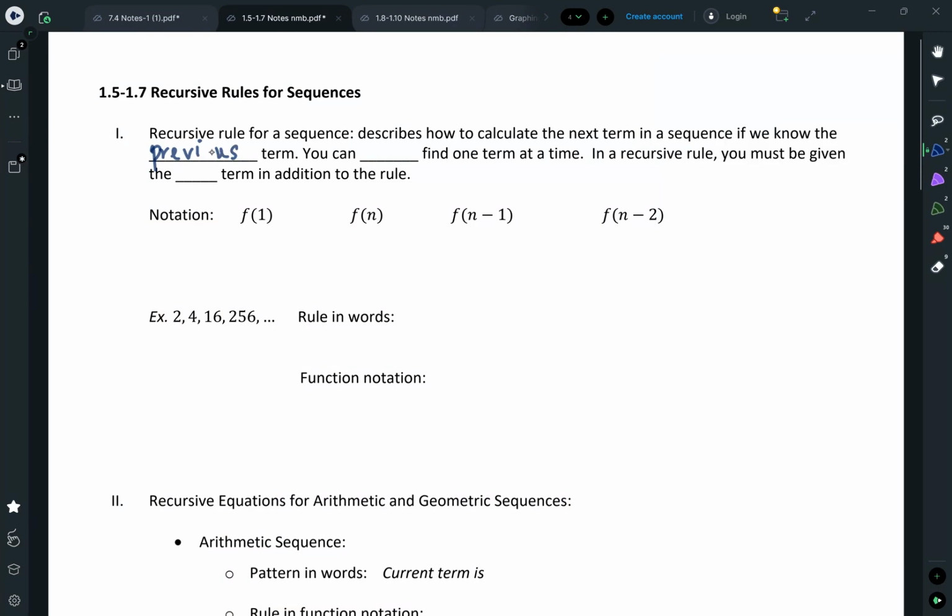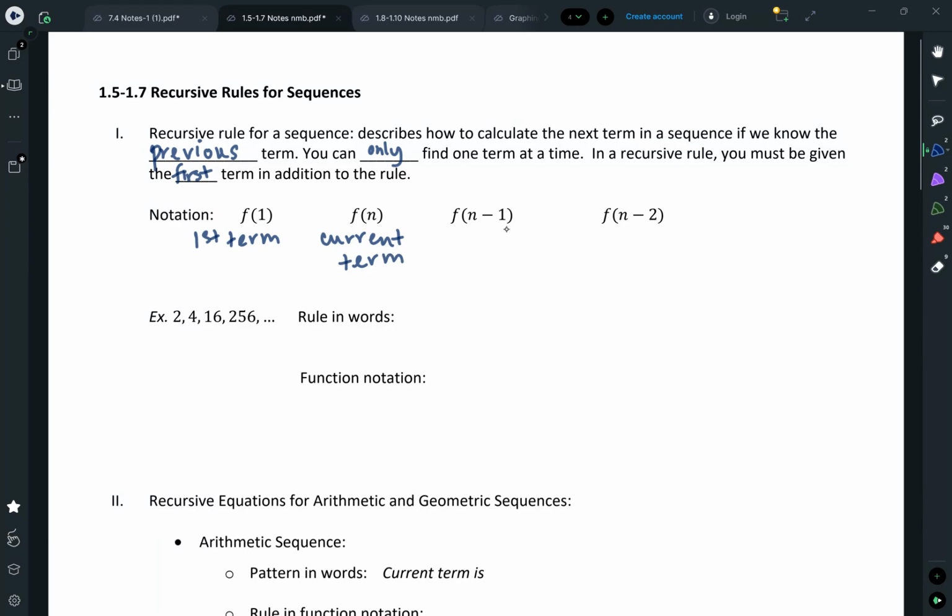Previous term. You can only find one term at a time. In a recursive rule, you must be given the first term in addition to the rule. So just some notation things to think about. F of 1 is going to be our first term. F of n is like the current term. That's the one we're finding.